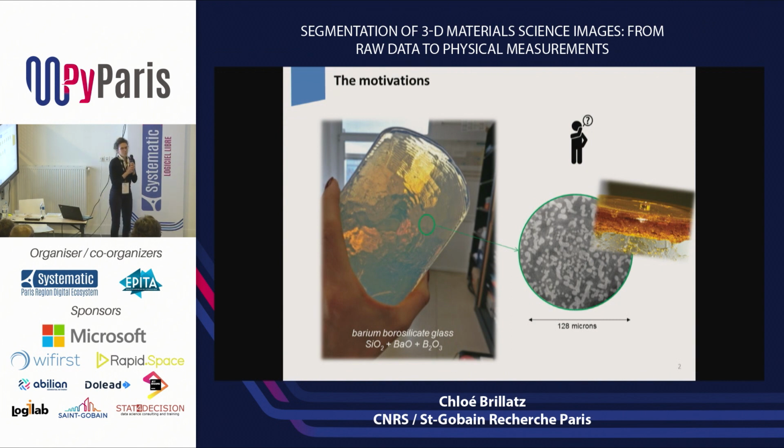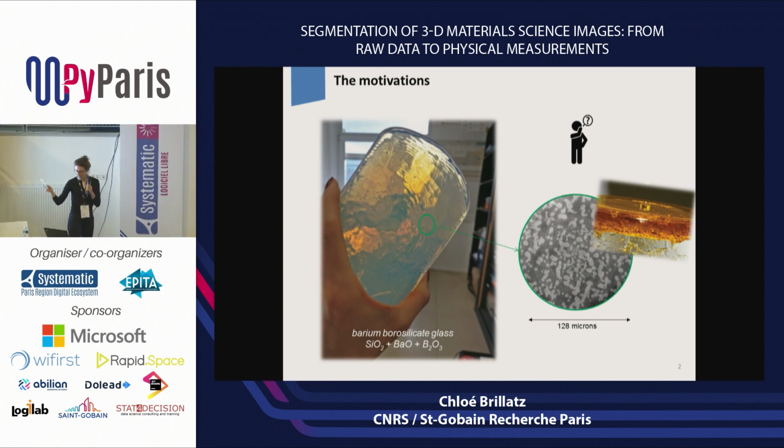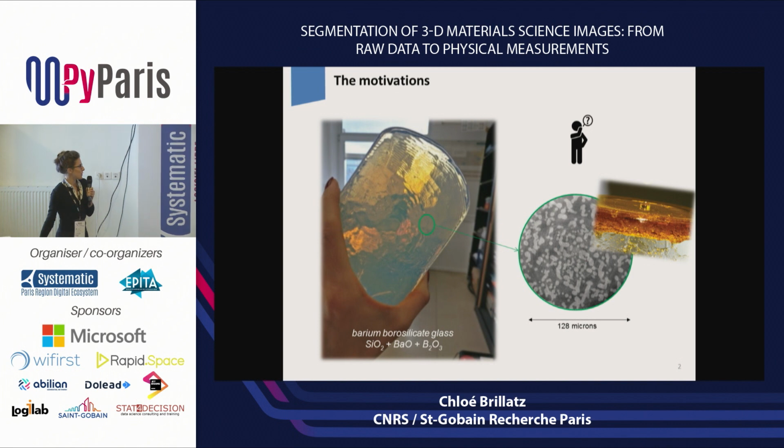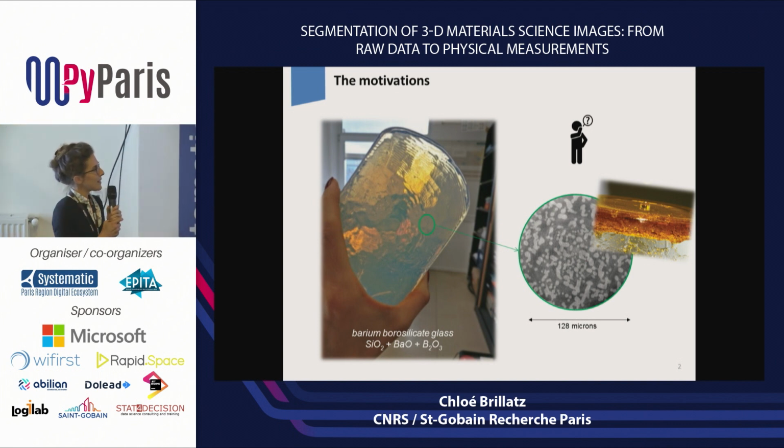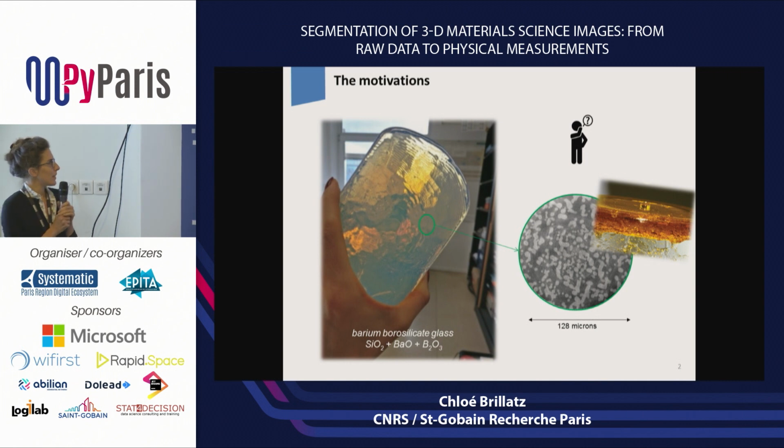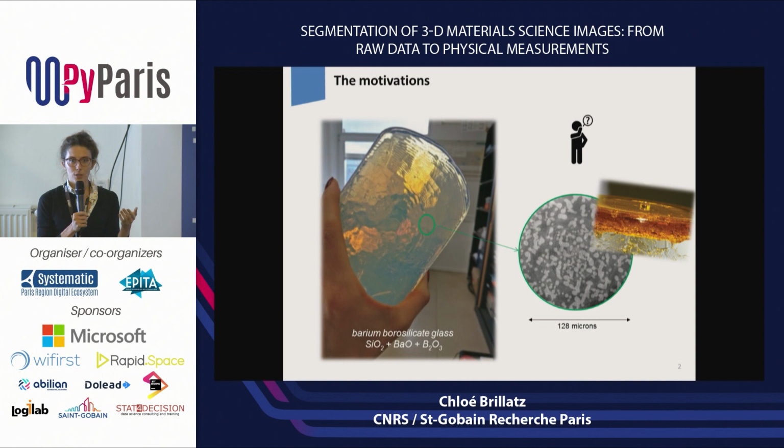I'll give you a little bit of scientific context. So in our lab, we have this glass here. It is the barium borosilicate glass. And at high temperature, it is obviously melted and homogeneous. And then when the temperature gets colder, you start to see two different phases.